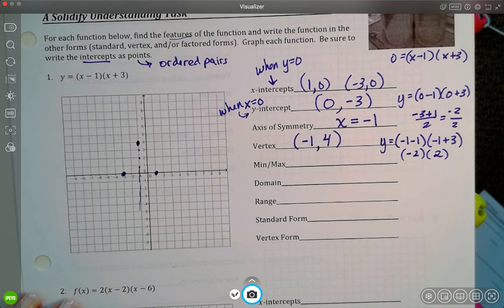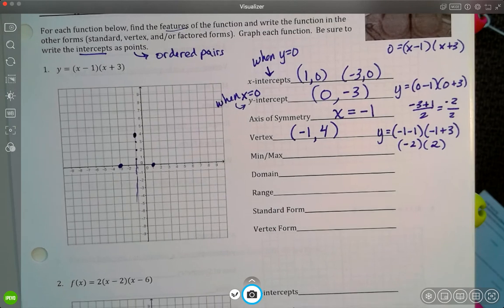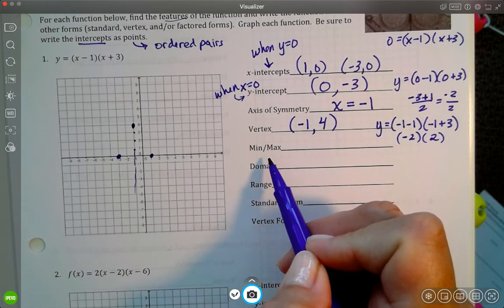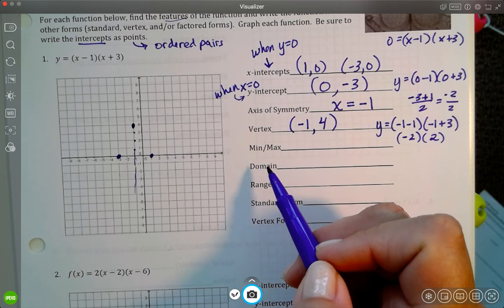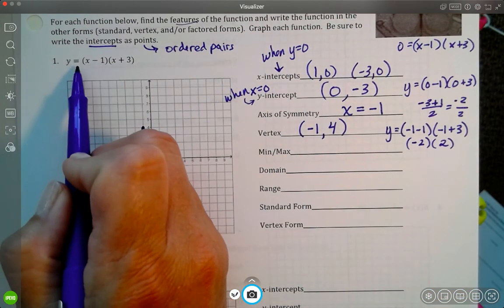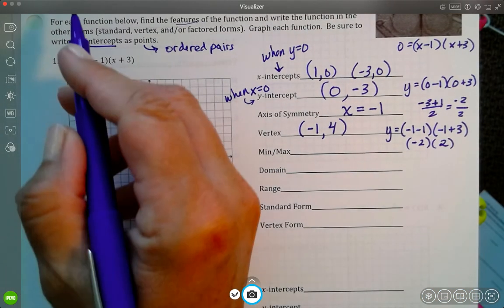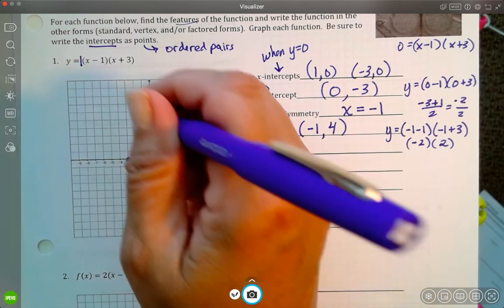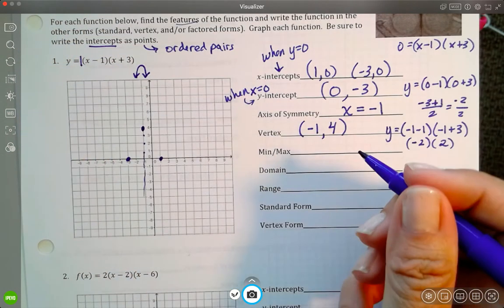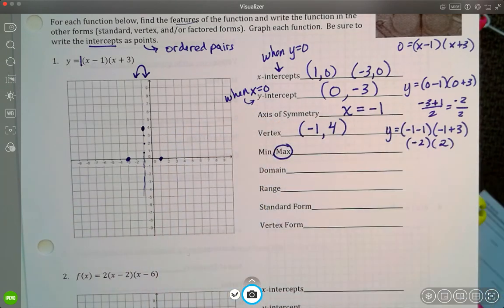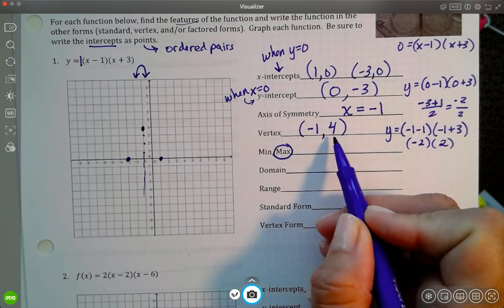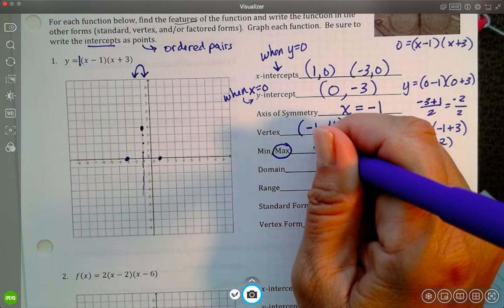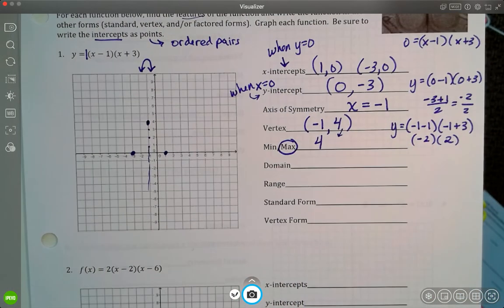So far I haven't even changed it to vertex form, but I found a lot of information just from my factored form. This minimum or maximum, it's really asking you, do you have a minimum or do you have a maximum? Since a is positive, there's a +1 here, I already know that my parabola is going to look like this. So I do have a minimum, and when you write a minimum or maximum, it's just the y value, you don't have to write it as an ordered pair. I just know that it's the y value from my vertex, so it's just 4, because minimum and maximum is always a y value.